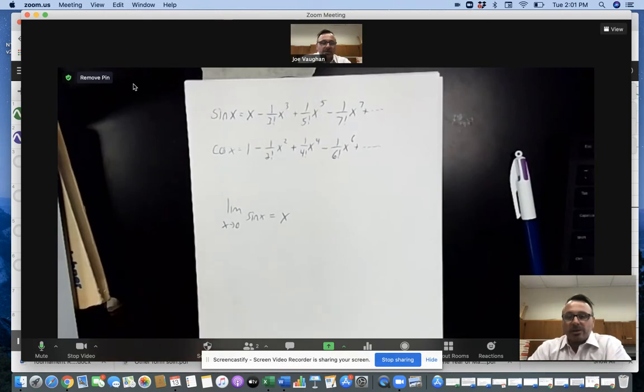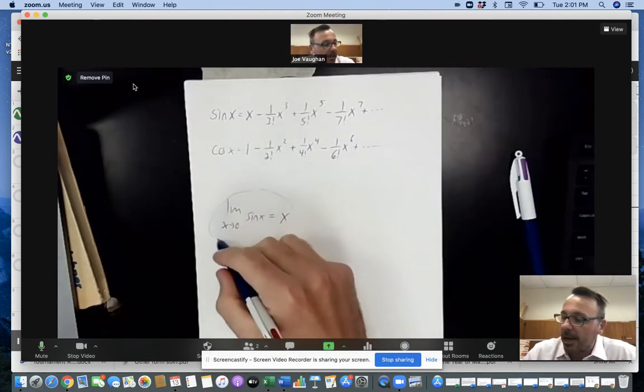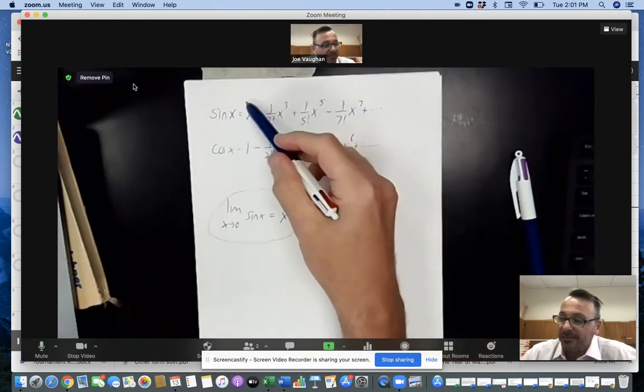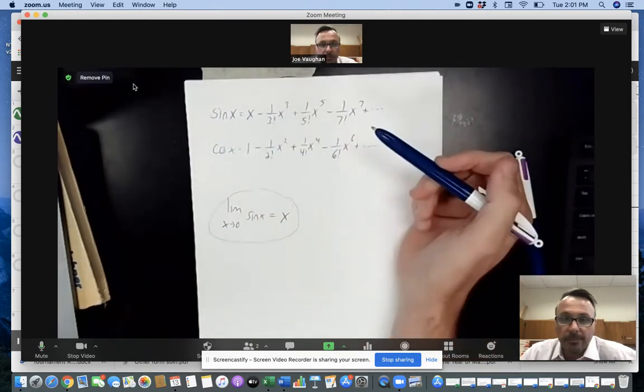Now, if you can imagine, that could be really helpful if I have a sine of x and a really complicated function, where if I just take a limit analysis and restrict the function to only looking near a value of 0, I can replace all my sine of x's with x's. Now notice here, that's the first term of the approximation.